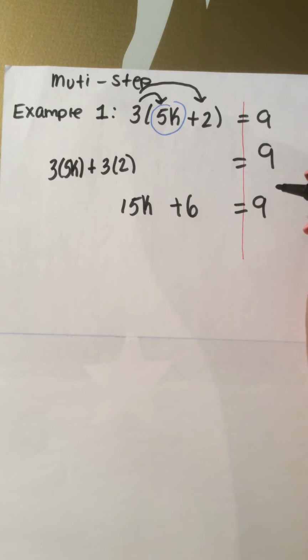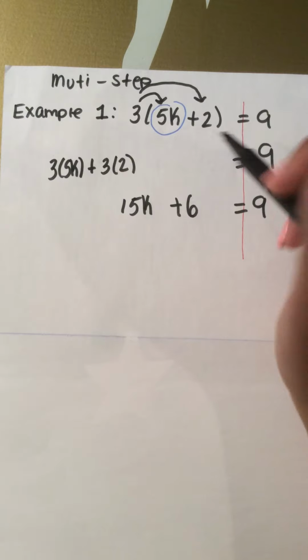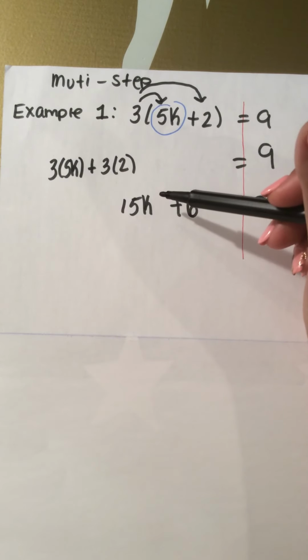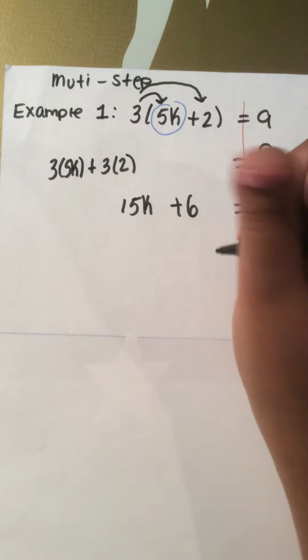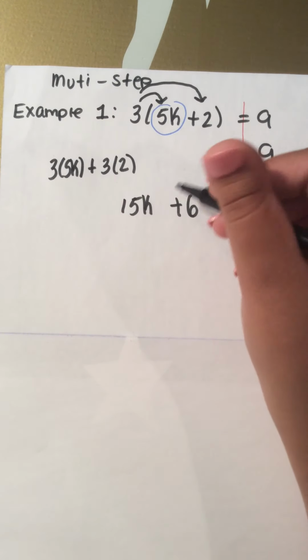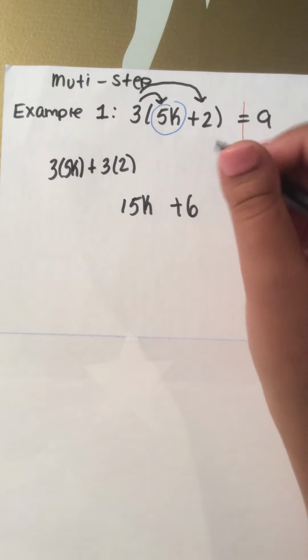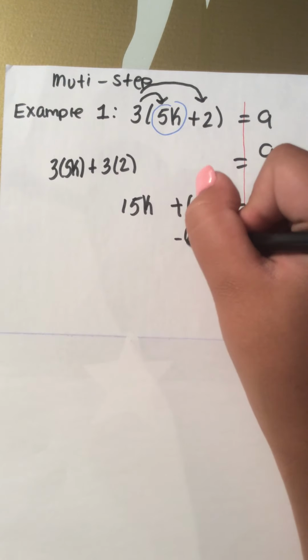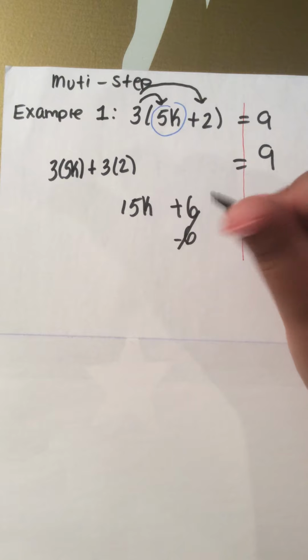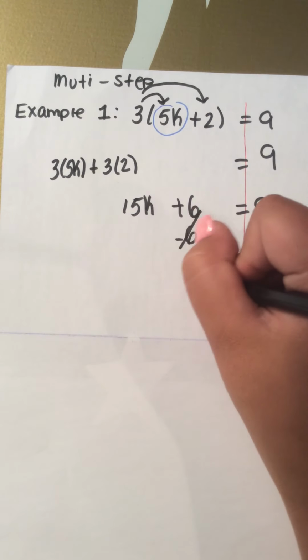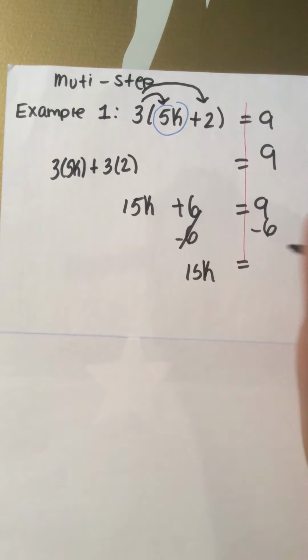Now, this is just like the two-step that we did before. I need to get the variable by itself, and I'm going to move the one that doesn't have the variable first, which happens to be this 6. I'm going to use the inverse operation, so the opposite of addition is subtraction. So I'm going to minus 6 on both sides. And I cross this out because this goes bye-bye, it goes away. So I'm going to have 15k equals 9 minus 6 is 3.